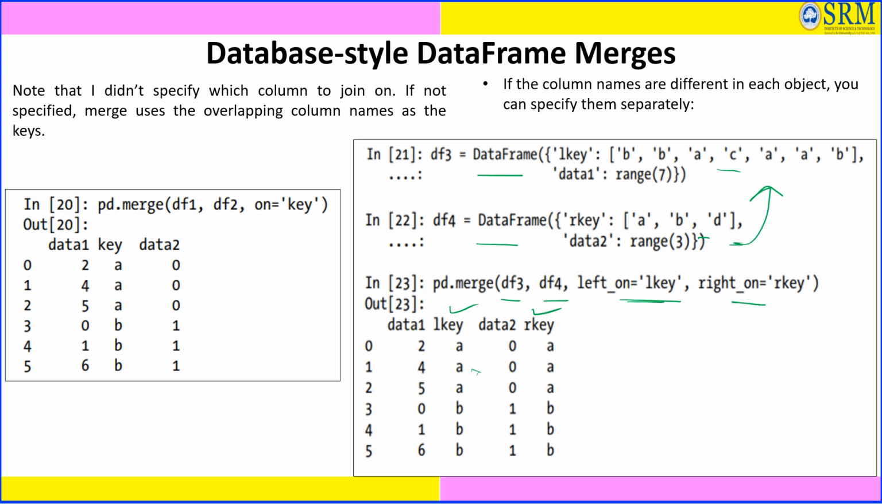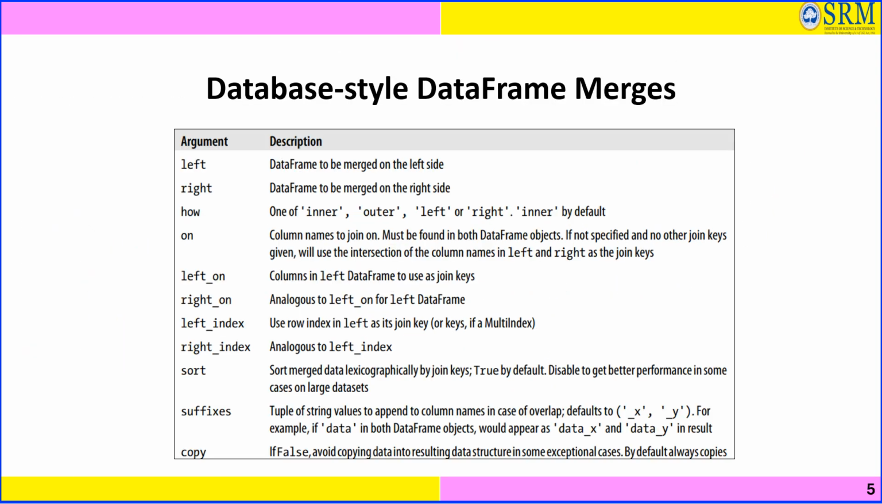So the previous one also we have seen, it is on key because you are going to use the key element to merge it. And this is the explanation. So what is left, what is right, and how. On means on which column you are going to apply this merging, and then left_on, right_on, left_index, right_index, sort, suffix. So these are the arguments that are used in merge.